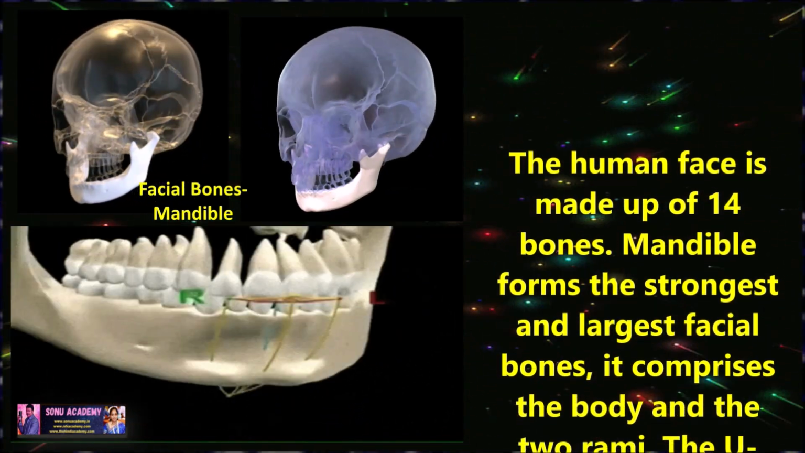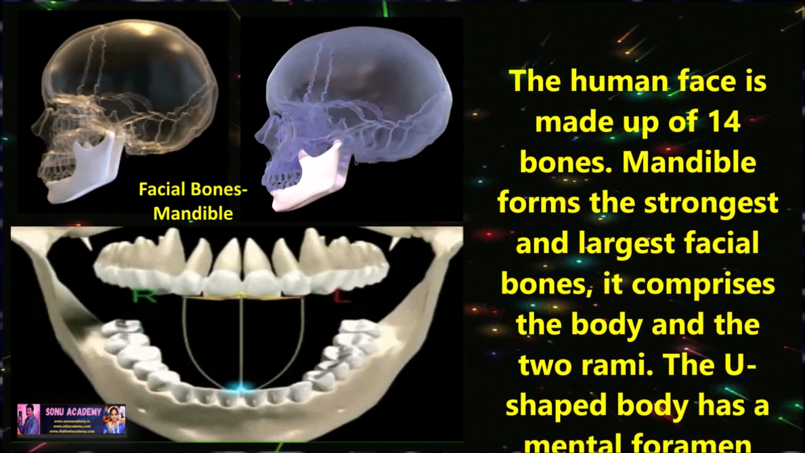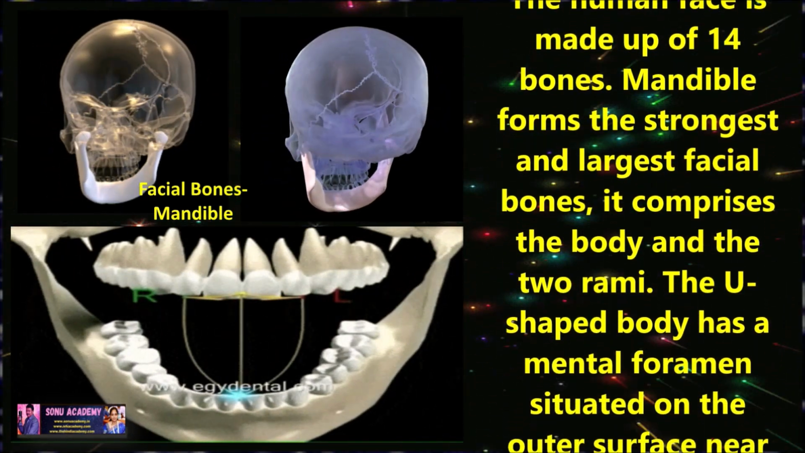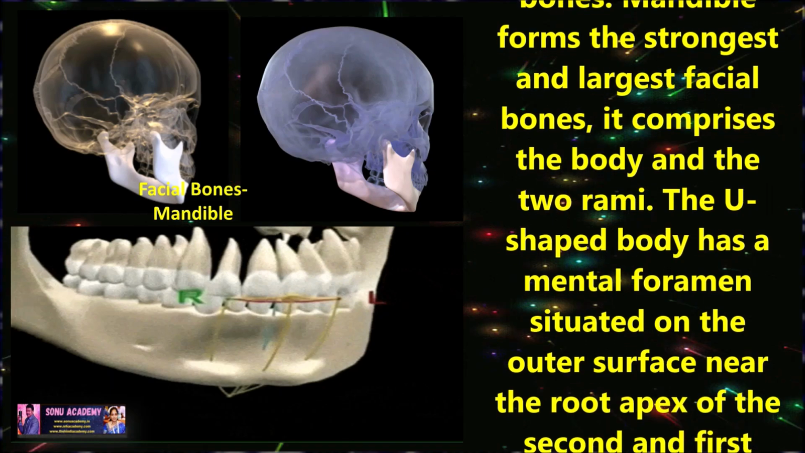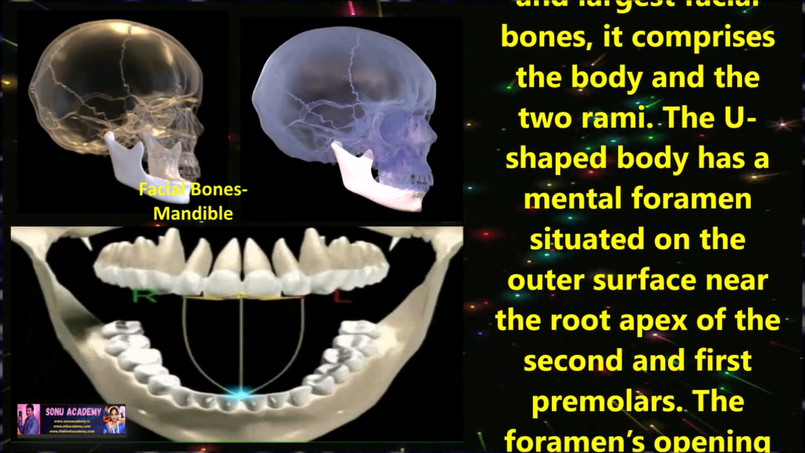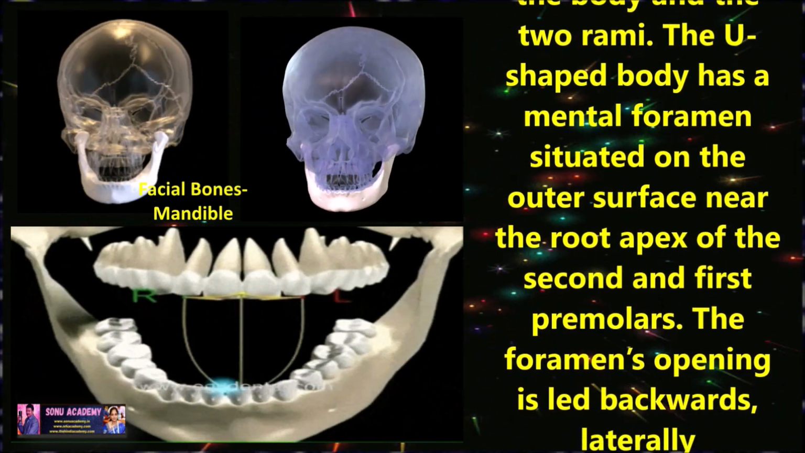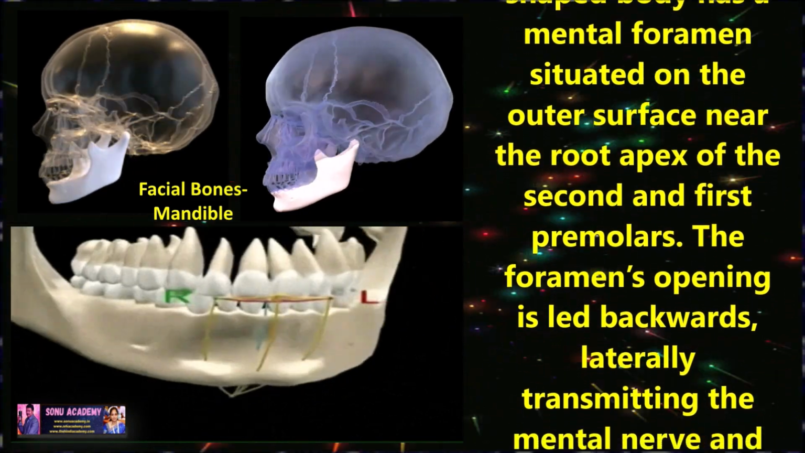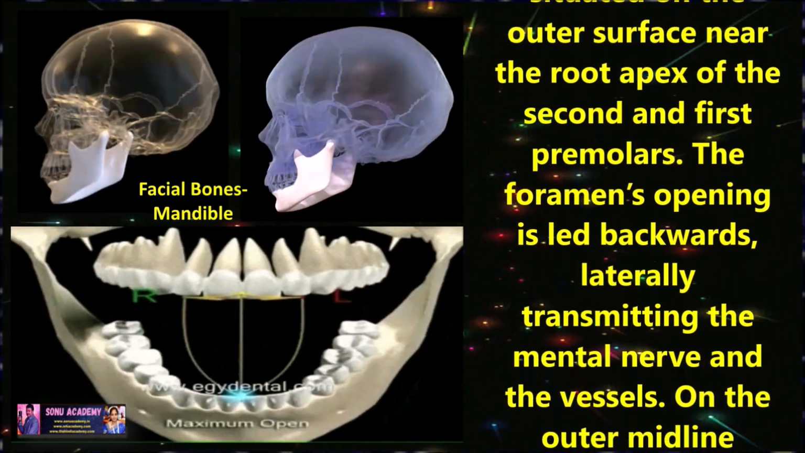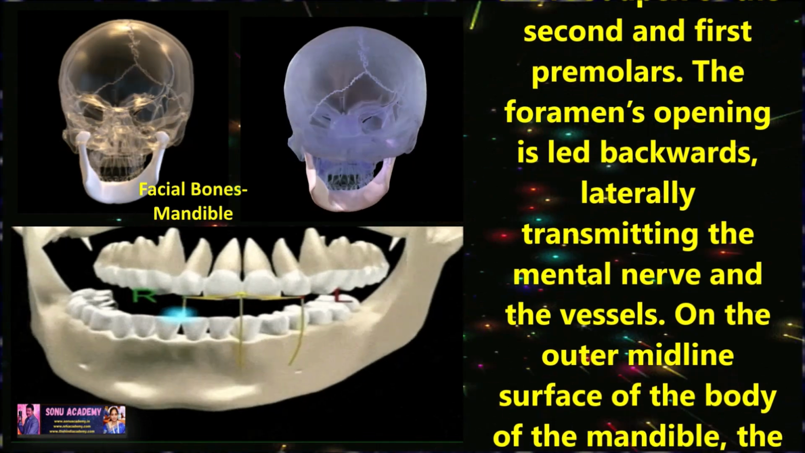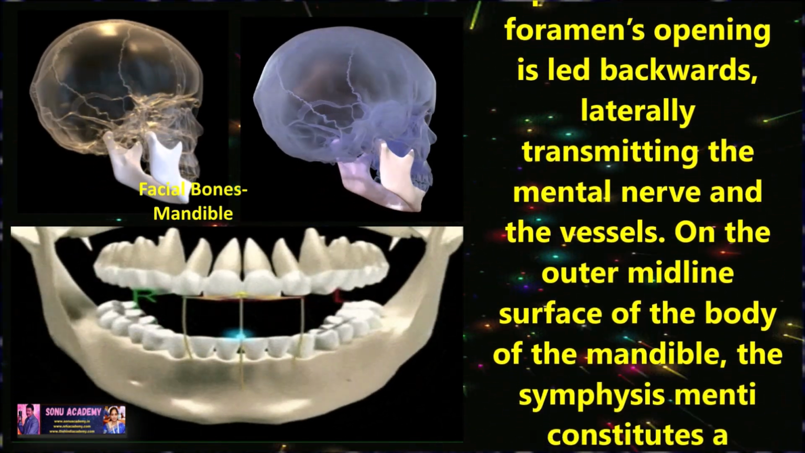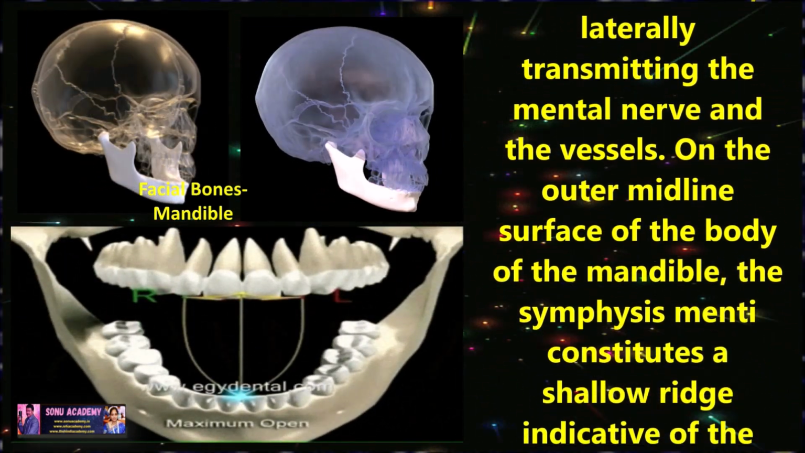The mandible forms the strongest and largest facial bone. It comprises the body and two rami. The U-shaped body has the mental foramen situated on the outer surface near the root apex of the second and third premolars. The foramen's opening is directed backwards and laterally, transmitting the mental nerve and vessels.